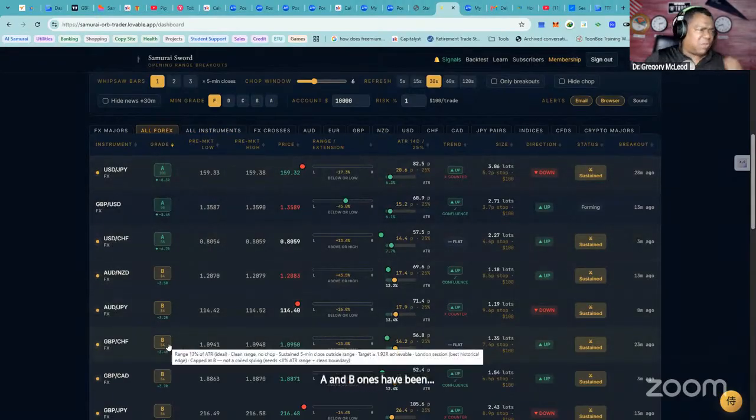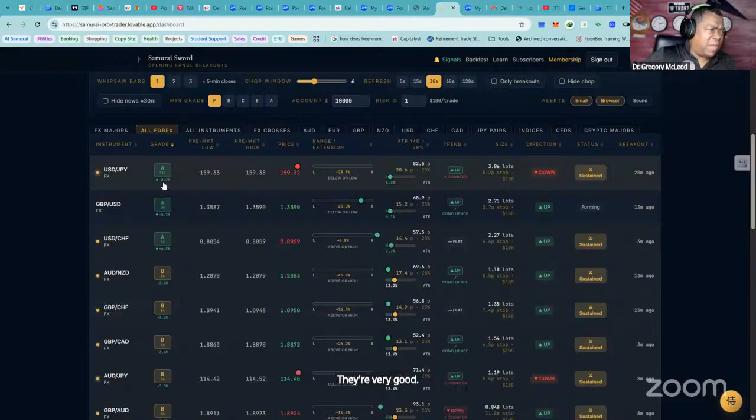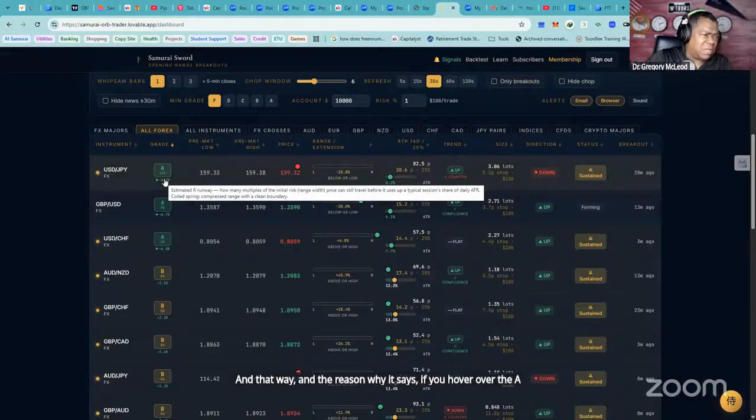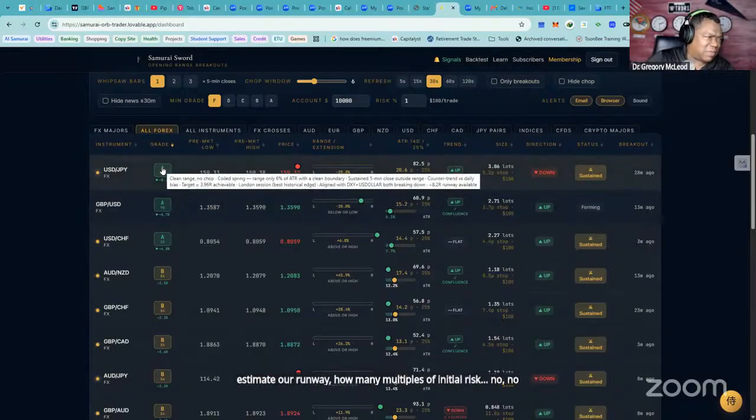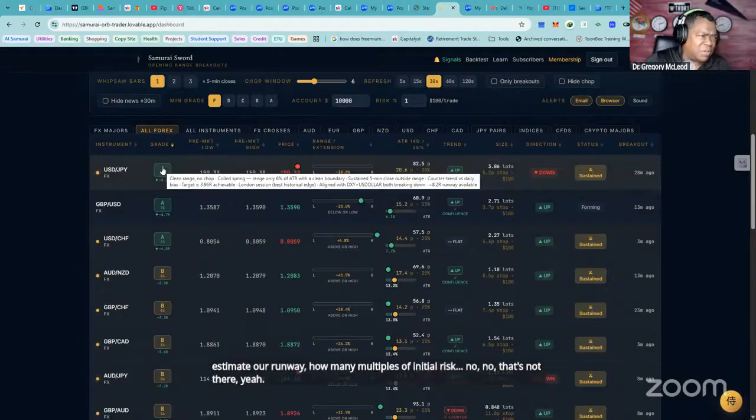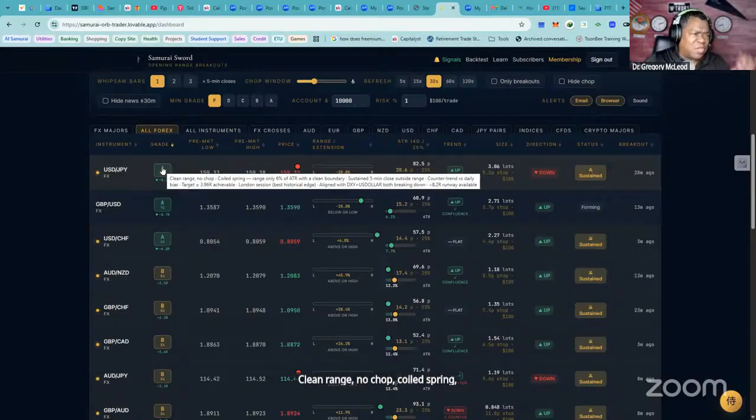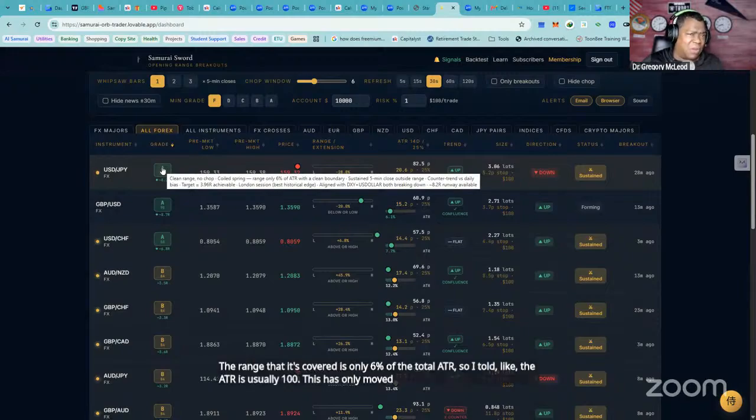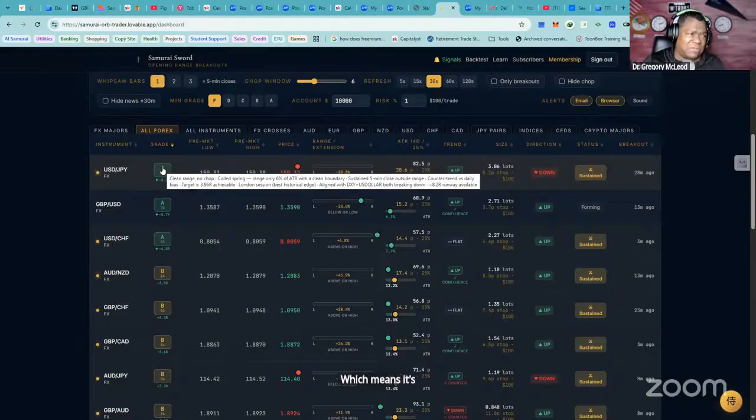They're very good. And the reason why, if you hover over the A, it'll tell you the estimated runway, how many multiples of initial risk. Clean chop, clean range, coiled spring. The range that's covered is only 6% of the total ATR. The ATR is usually 100, and this has only moved 6%, which means there's 94% left, right? A clean boundary, a sustained 5-minute close outside the range.